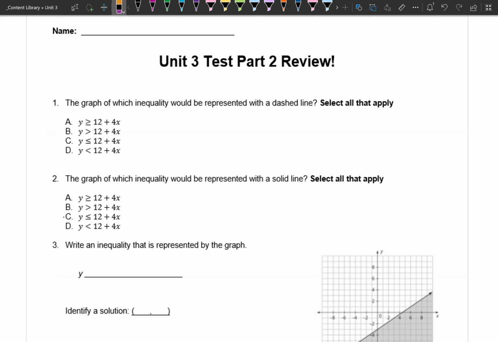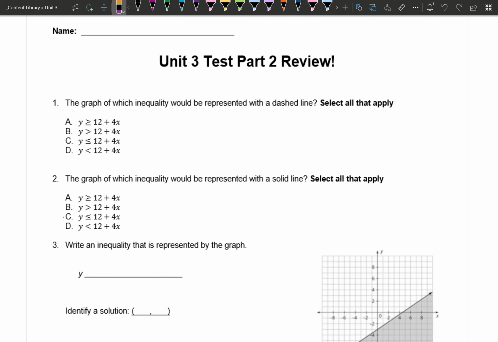Hello, and welcome to the Unit 3 Part 2 test review. Let's get started. Number 1. The graph of which inequality will be represented by a dashed line?